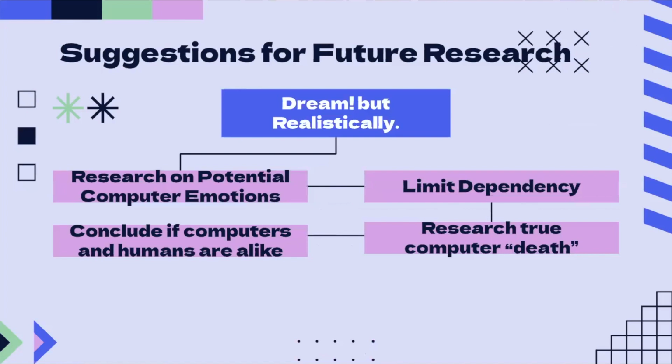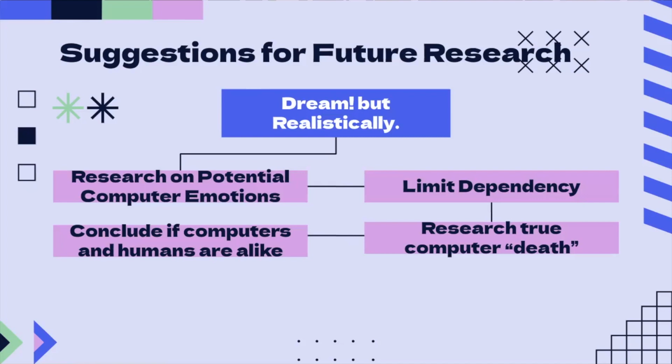And for my suggestions for future research, I think it's important to dream, but realistically, I think there should be more research on potential computer emotions, just because I think emotion can play a role in decision making, as well as limiting dependency. Again, there have been many studies showing that humans are becoming very, very dependent on our devices, and it is causing neurological issues.